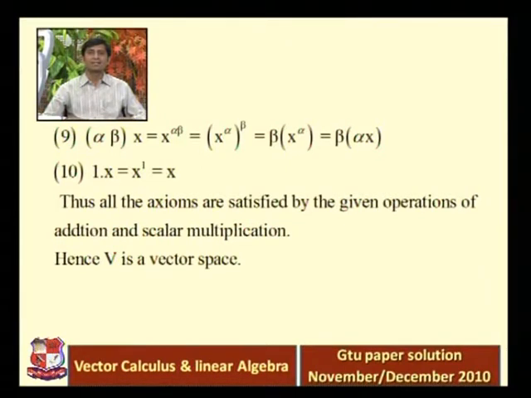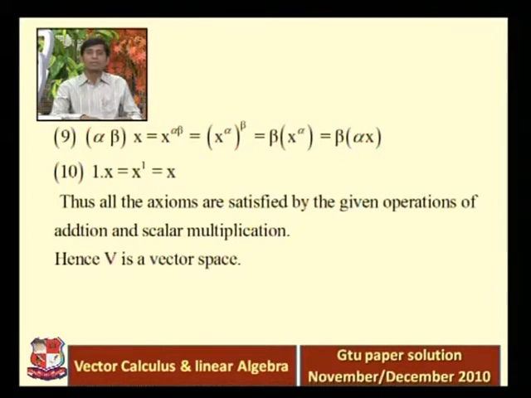And the last condition, that is 1 into x. 1 is any real number, x is a vector, so 1 into x can be written as x raised to 1, that is equal to x. So thus we prove that all the 10 conditions for vector space are satisfied for this space V. So that's why we can say that V is a vector space.